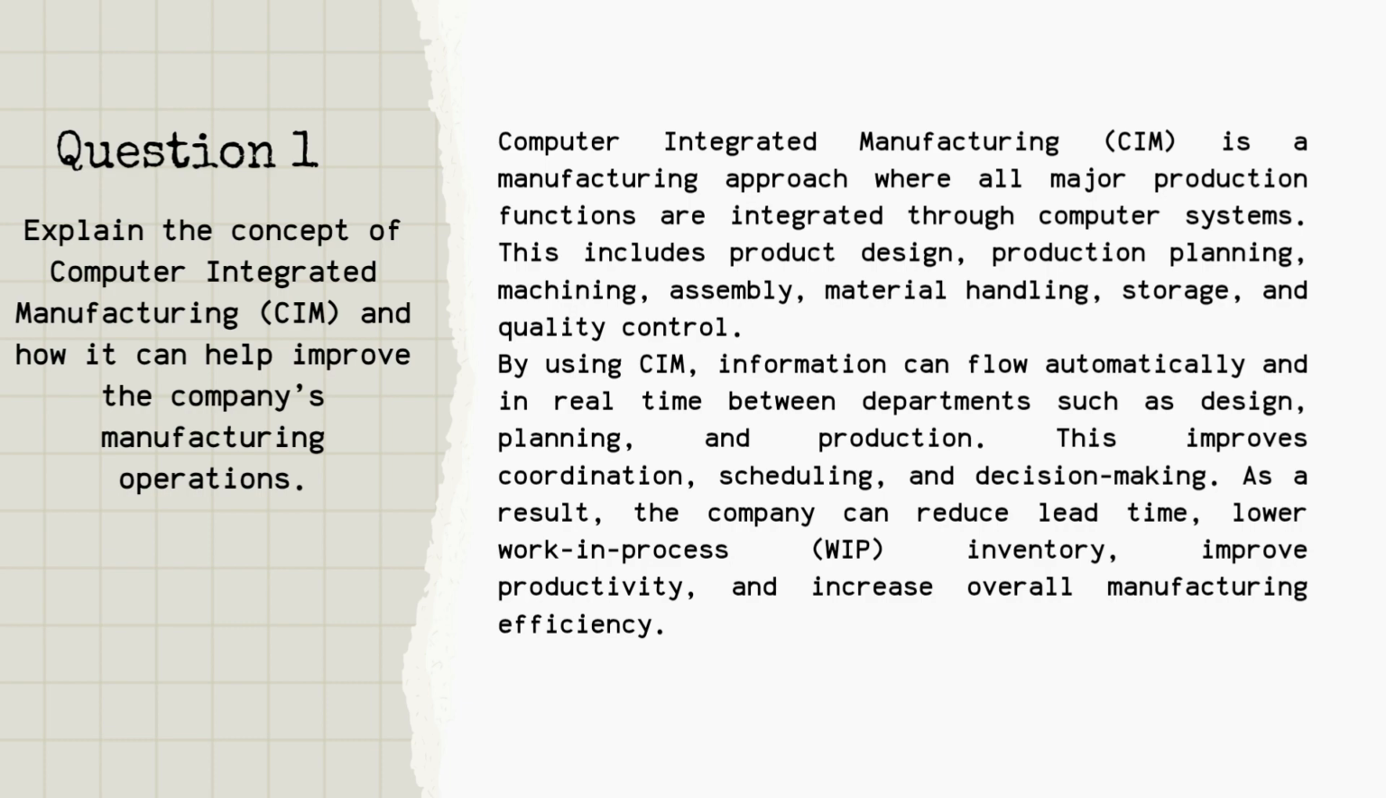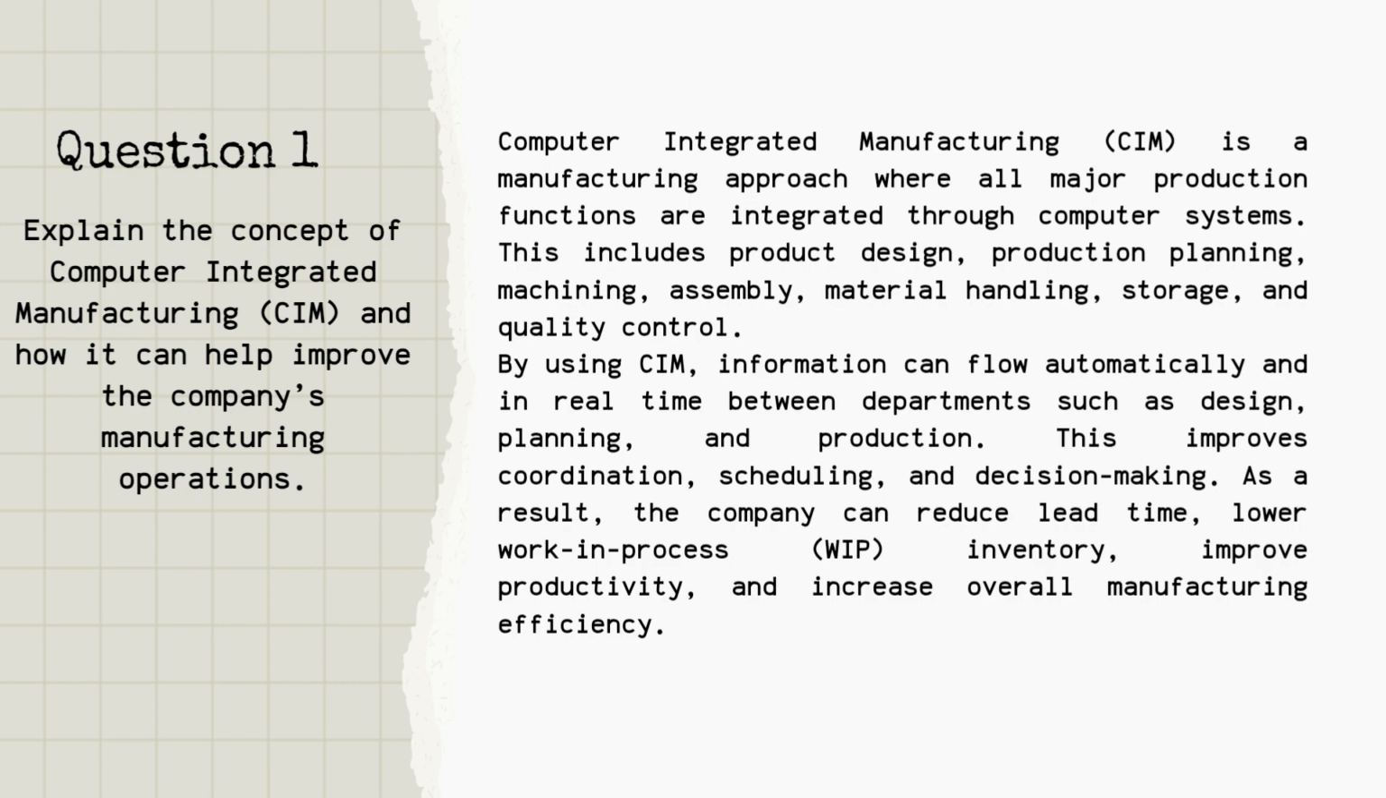Computer integrated manufacturing is a manufacturing approach where all major production functions are integrated through the computer systems. These include product design, product planning, machining, assembly, material handling, storage, and quality control. So by using computer integrated manufacturing, or also known as CIM, the information can flow automatically and in real time between departments such as design, planning, and production.